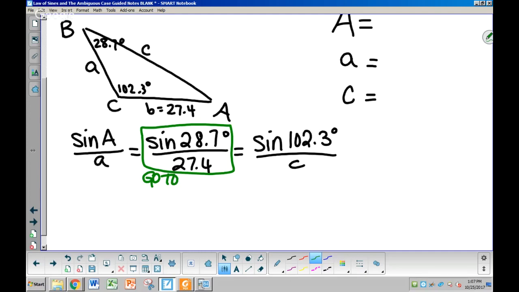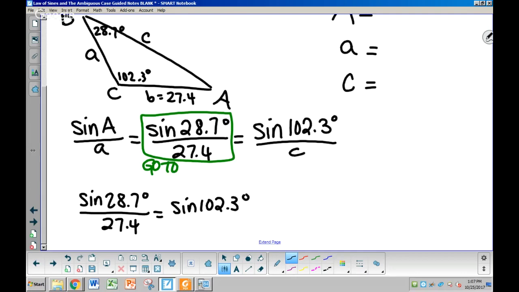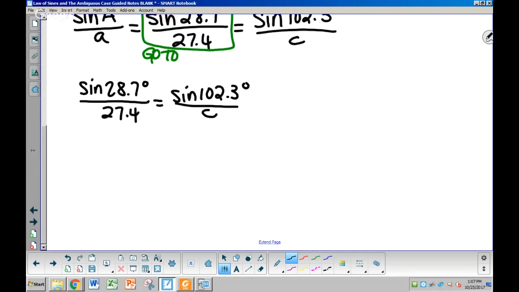And then I do the very first, I equate the go-to ratio to the other ratio that has only one piece of information missing, which is the little side C. All right, so we're going to do that. We're going to say then sine of 28.7 degrees over 27.4 equals the sine of 102.3 degrees over little side C.